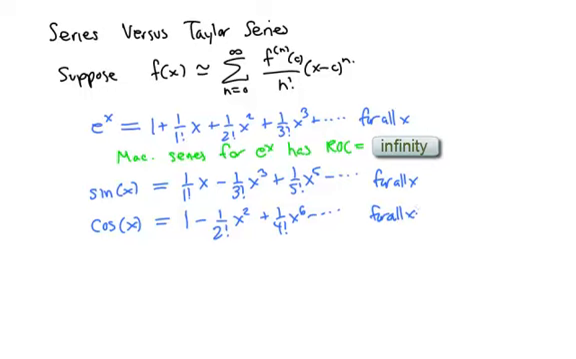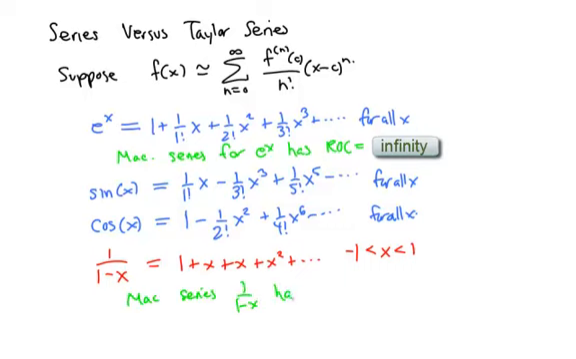On the other hand, our geometric series function, 1 over 1 minus x, is only equal to its Taylor series if x stays between 1 and minus 1. So, a different way of saying it is that the Maclaurin series for this function, for 1 over 1 minus x, has a radius of convergence of exactly 1. You get propagation up to 1 unit away, but no farther than that.